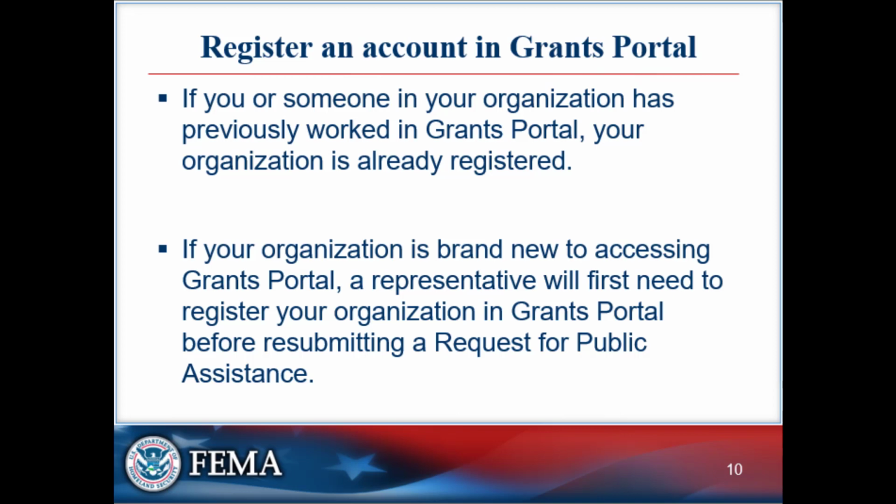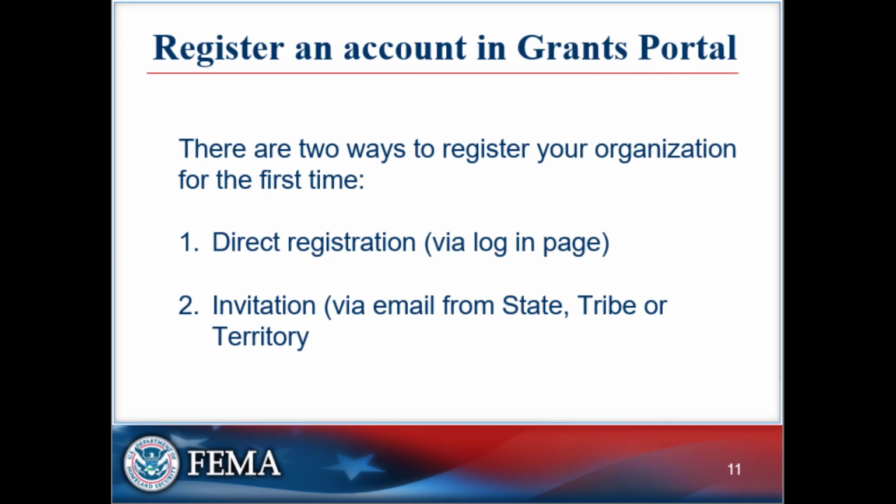Okay, so there are a couple different ways that you can come into the Grants Portal system. If you have previously worked with FEMA in Grants Portal, then your organization is already registered in the system. If your organization is brand new to accessing Grants Portal, then a representative from your organization will need to first register in Grants Portal before they can submit a request for public assistance. There are two ways to register your organization for the first time. One is via a direct registration link at our initial login page, and the second is to be invited by your state, tribe, or territory. Usually it comes via email.